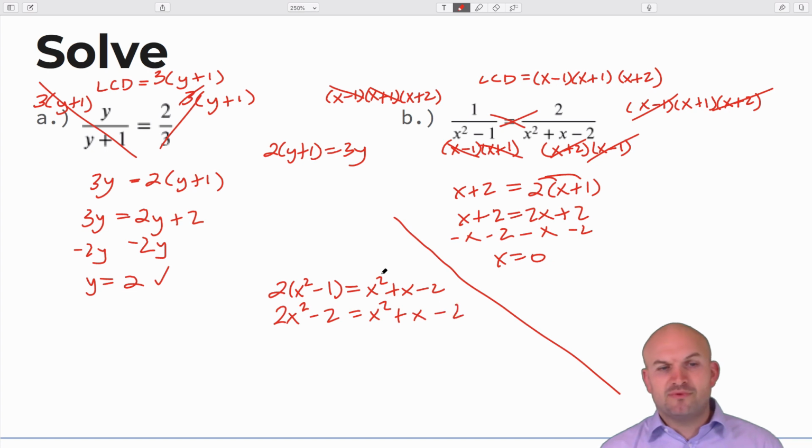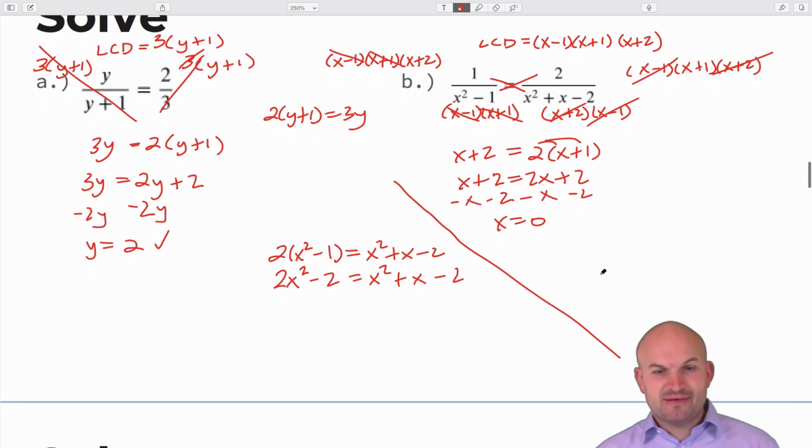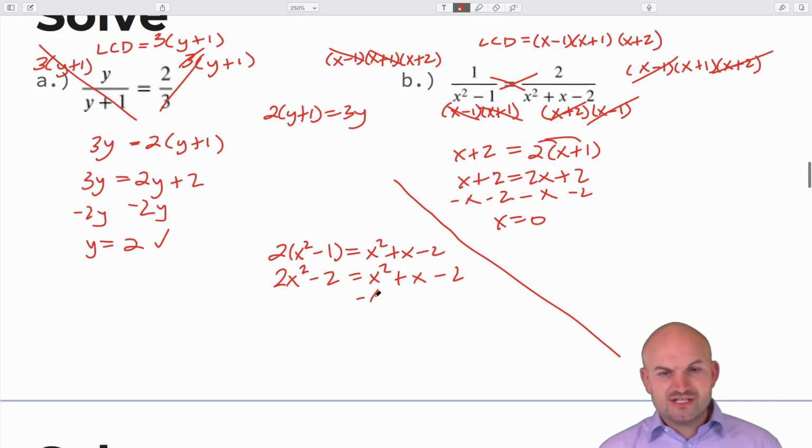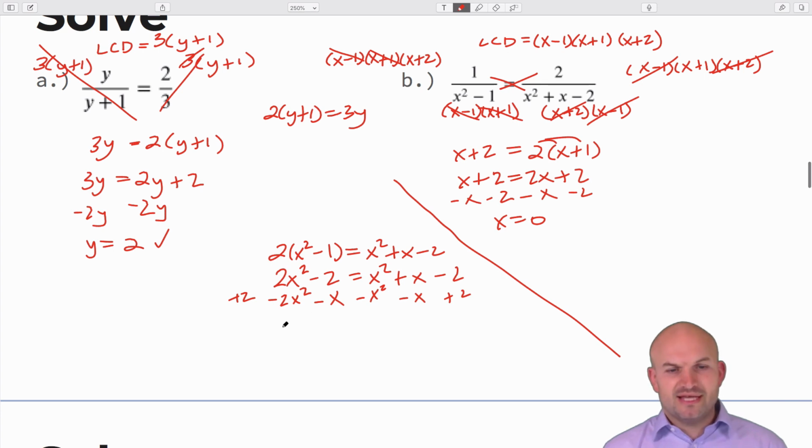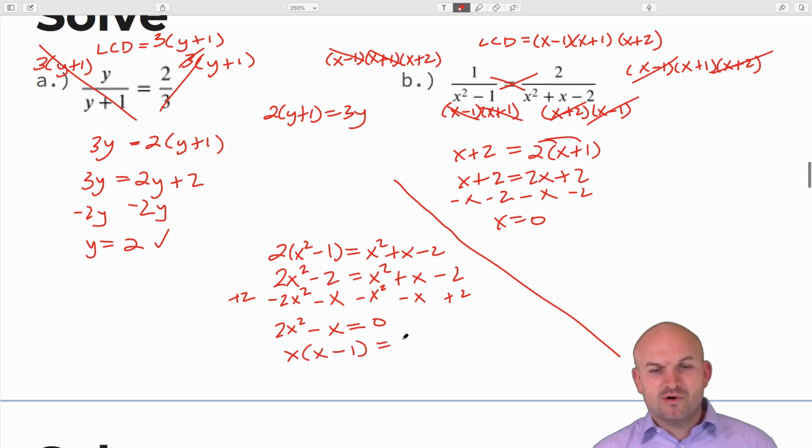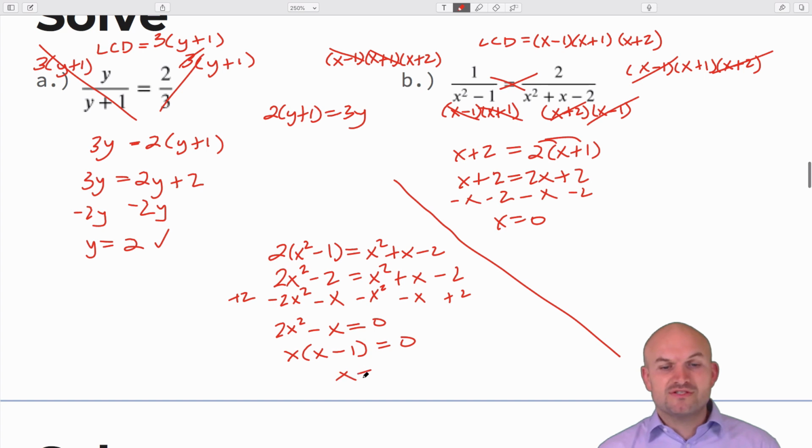Because in the first example, applying the cross product to the LCD is not going to make a difference. But here, I'm actually going to get a different answer, which is kind of interesting. With x squared, I'm just going to have to subtract an x, and I'll have to add a 2 to both sides. So by doing that, I get 2x squared minus x equals 0. Factor out the x, and I get x times (2x minus 1) equals 0, so I have x equals 0 and x equals positive 1.